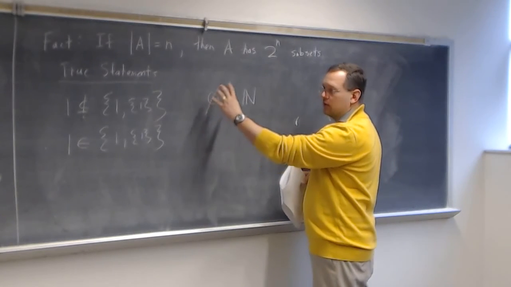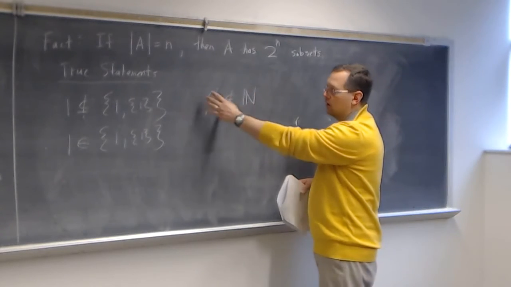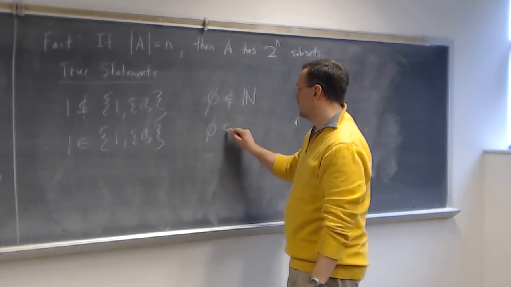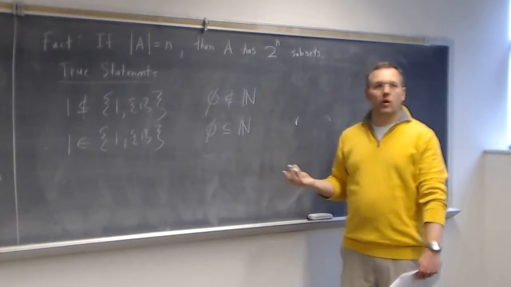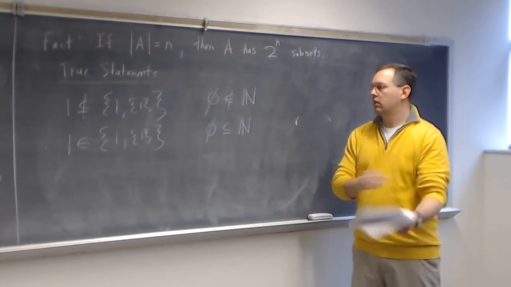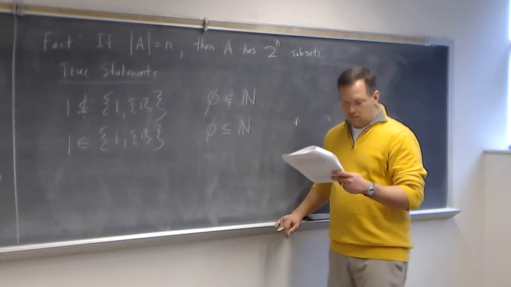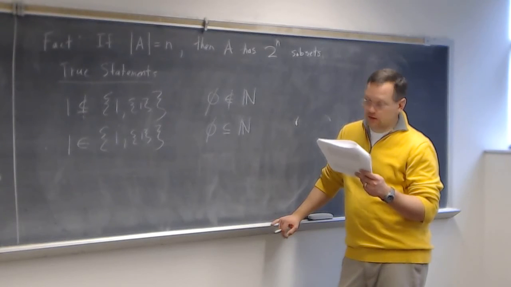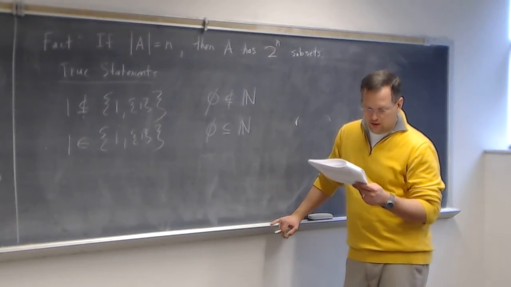Okay, so if you read it, maybe it makes more sense. The empty set, think of it as an empty box. Is an empty box a number? No. So this is true. I could also say the empty set is a subset of the natural numbers. That's a true statement as well, because the empty set is a subset of every set. Basically we're looking at the difference between element of, not an element of, and subset of, or not a subset.